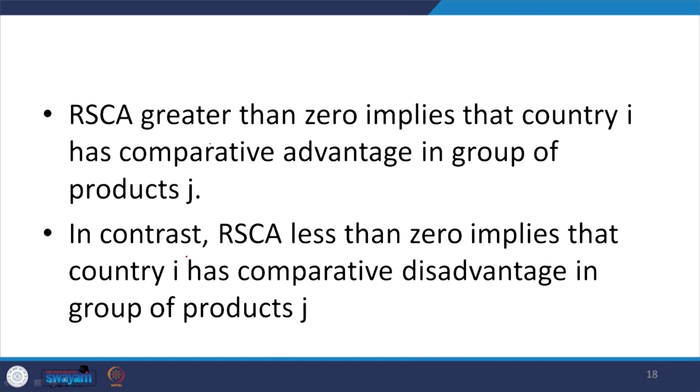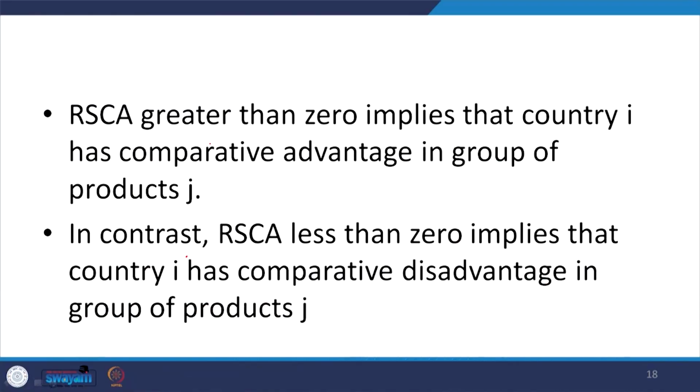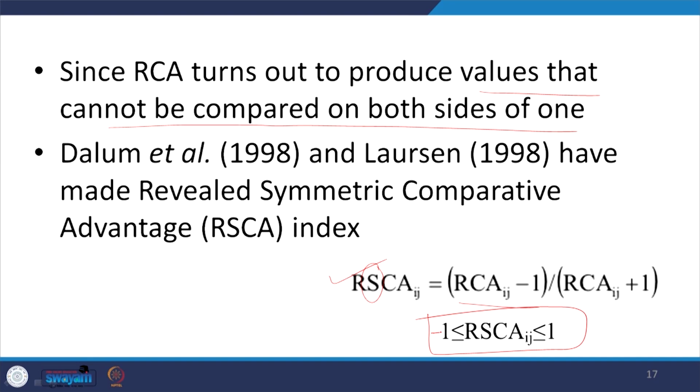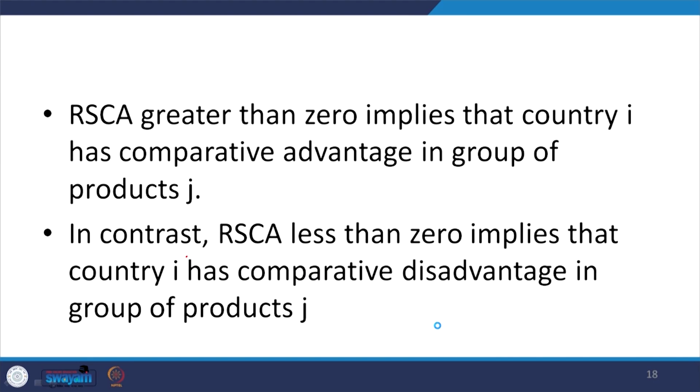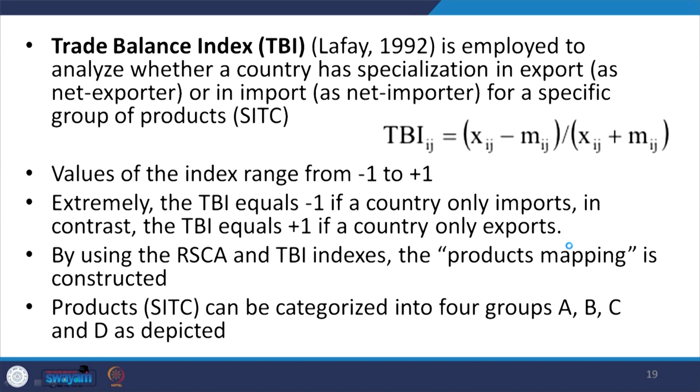So, how is it so? If R is greater than 0, the standpoint we are now keeping, it should be -1 to 1. Here the minus is missing, please correct it. So, if it is greater than 0, which implies simply what? It says that country I we are sticking to has comparative advantage in group of products J, which was not discussed, simply compared in the RCA model. If it is less than 0, that means it is comparative disadvantage in the group of products J. So, this is very important.